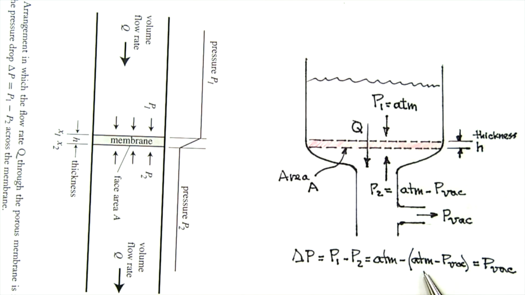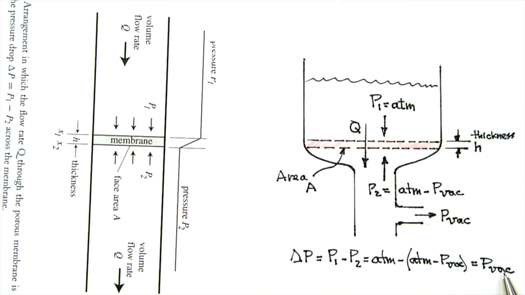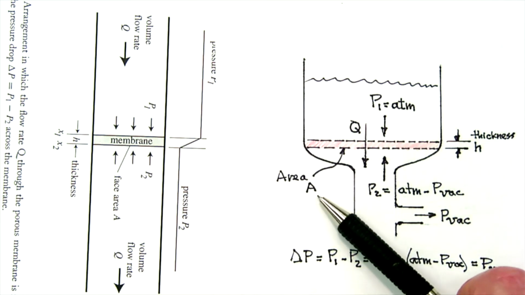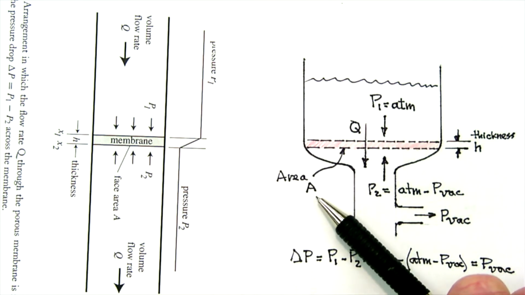Now to find the pressure drop, which is defined as P1 minus P2, you put in those values and notice that the atmospheres cancel out. And we're just left with the fact that the pressure drop across the membrane is the vacuum pressure. Notice that the membrane, the filter paper, has a thickness H and an effective area, capital A.